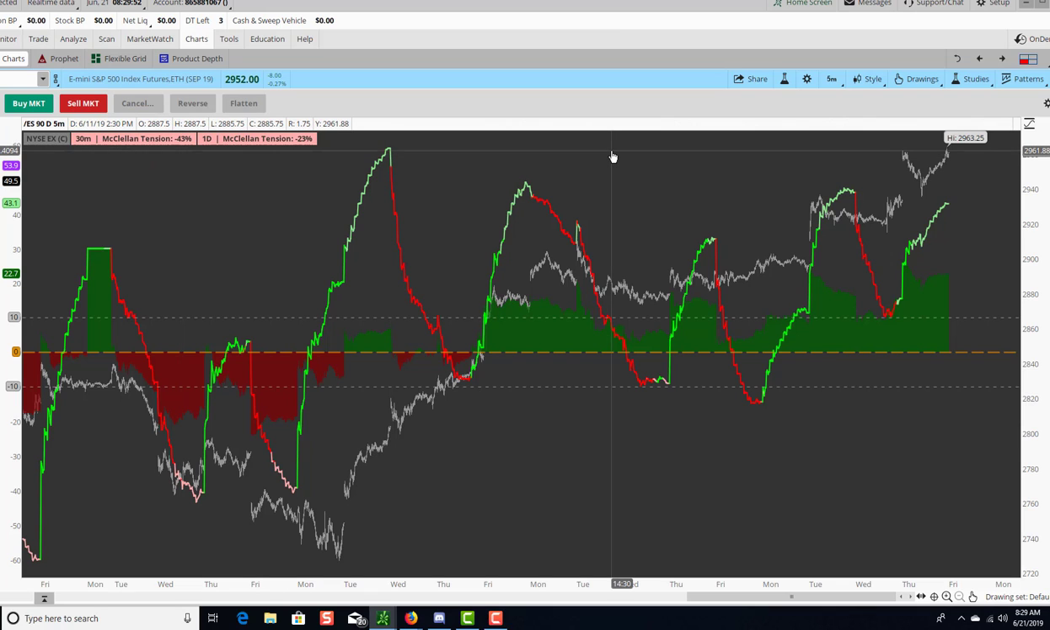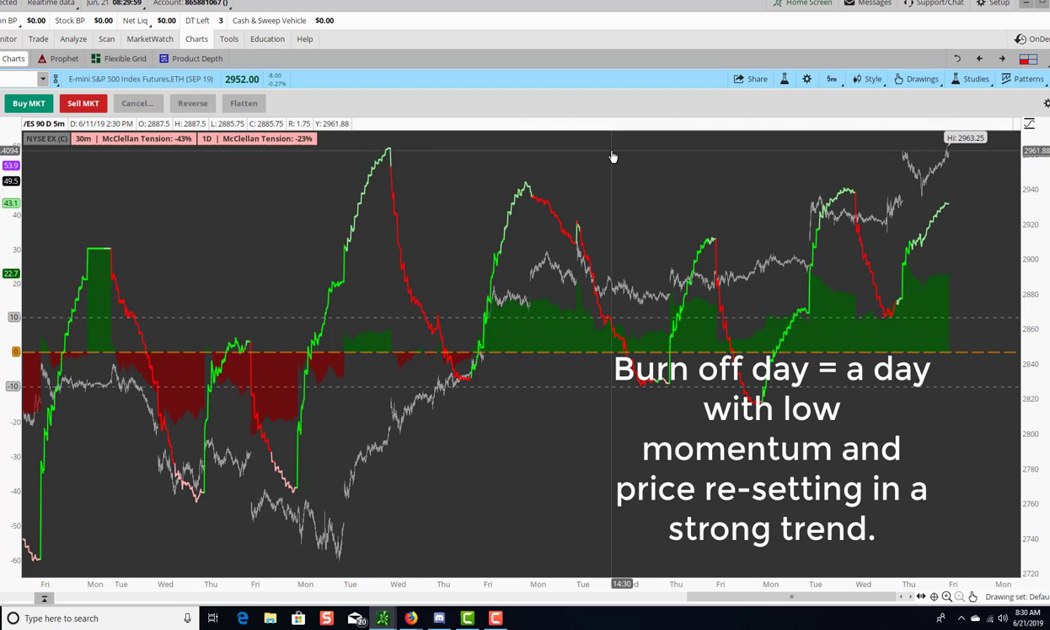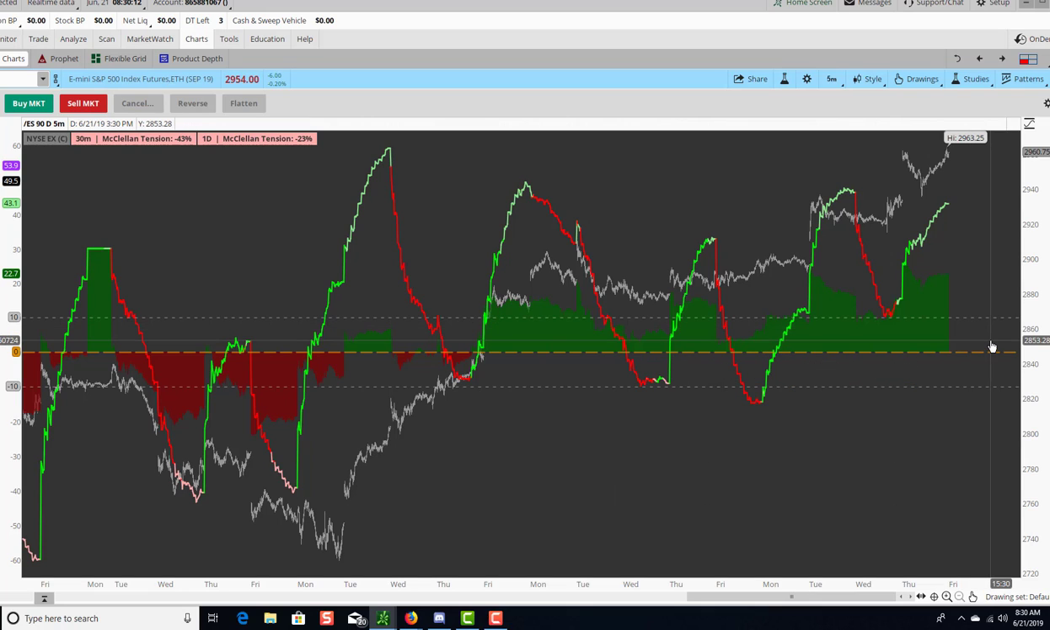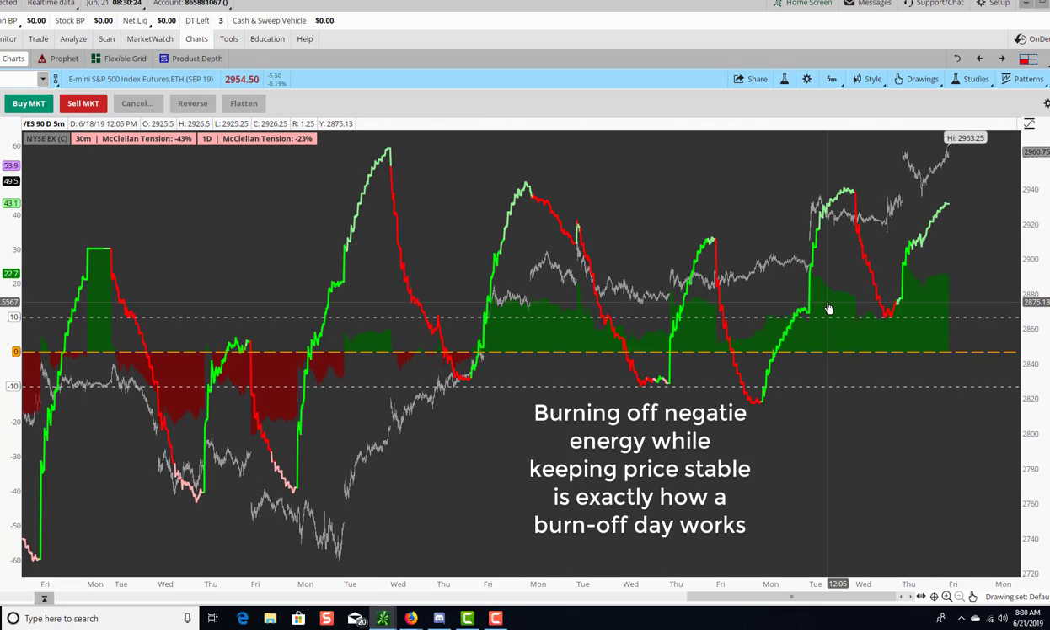But we're most likely going to see a burn-off day with the quad witching, which means you're going to see a lot of low momentum. You're going to see prices kind of reset and stabilize while tension goes towards zero, which is exactly how a proper bull market acts anyway. And you can see on Wednesday, even though it was Fed day, you just saw tension go closer to zero, stop, and then it inched back up after the Fed announcement. So it was a good burn-off day.